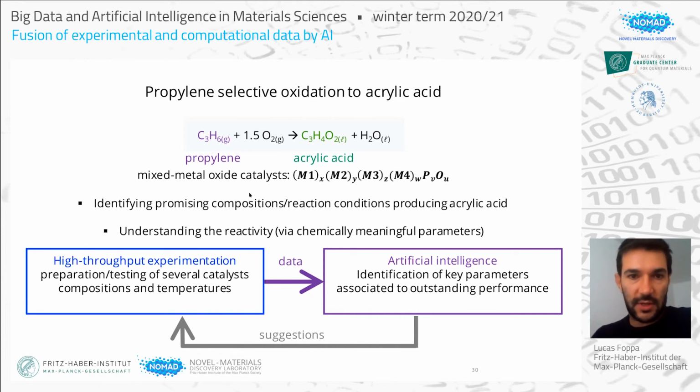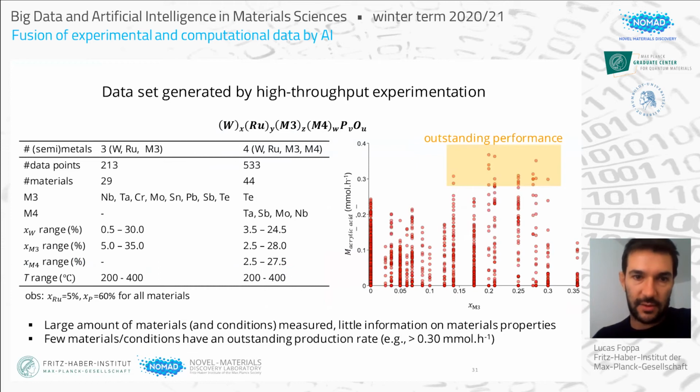Okay, so this is a bit of the background, and this is the data set that I'm going to spend some time talking about. This data set was generated by high throughput experimentation. So these are the catalysts. Here I'm telling you that the M1 actually is tungsten, and then we have ruthenium here. And then we vary this M3 and M4, so these 2 metals that we have.